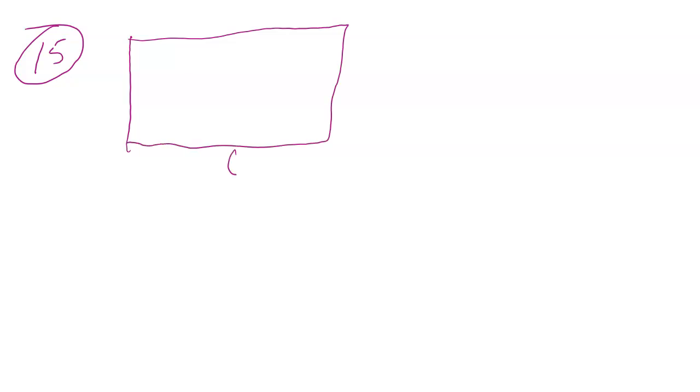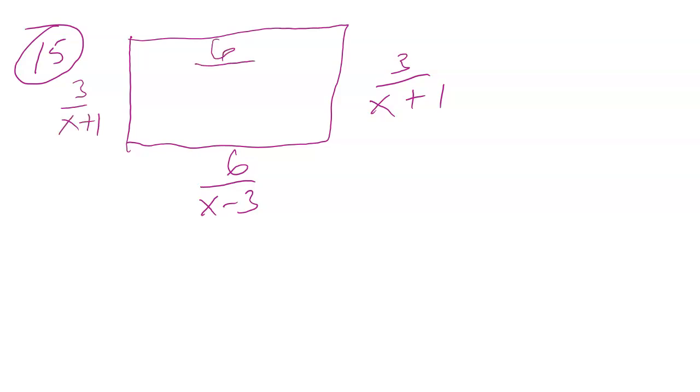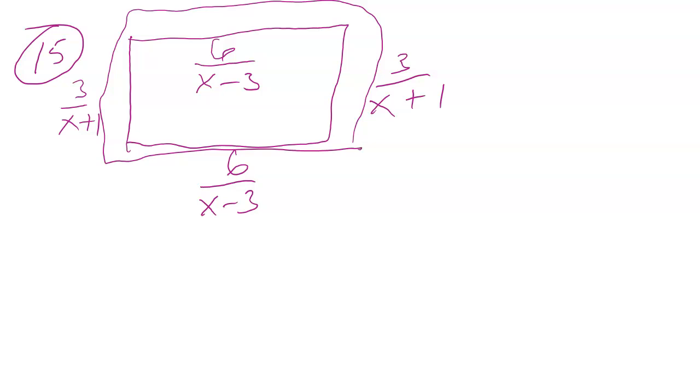On to the next. 15. Easy enough. Determine the perimeter of the rectangle. I don't know how you were taught, but you have this, and down here, 6 over x minus 3, and over here is 3 over x plus 1. Because of parallel lines, this also has to be 3 over x plus 1. By the definition of a rectangle, this also has to be 6 over x minus 3. And then perimeter is just going all the way around and adding it up.